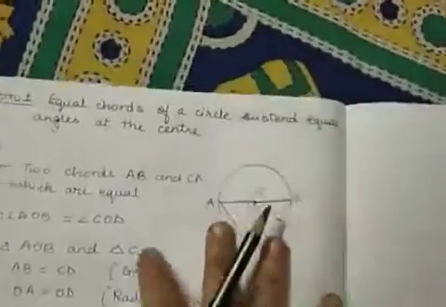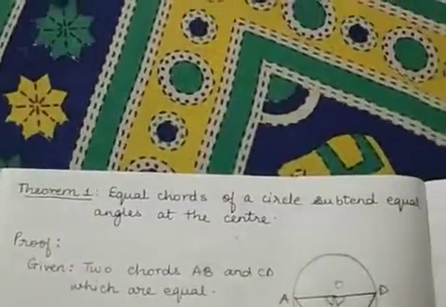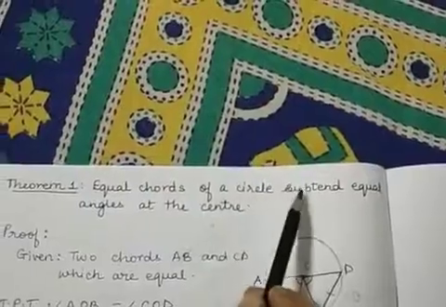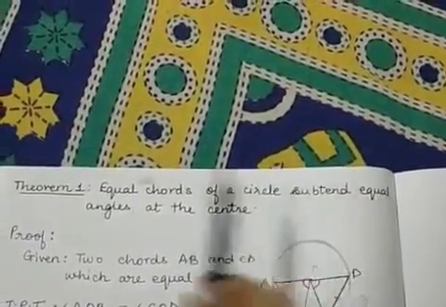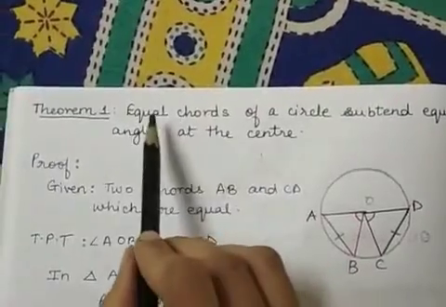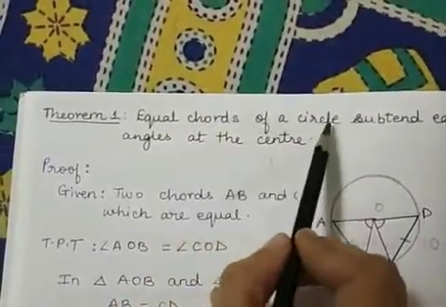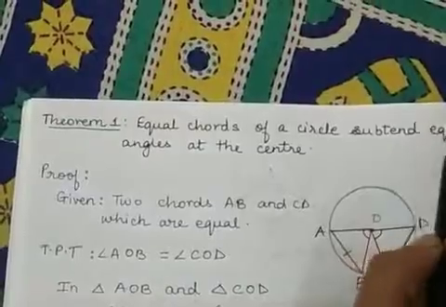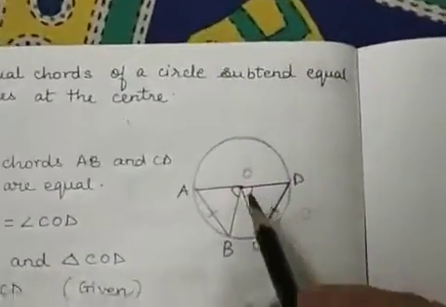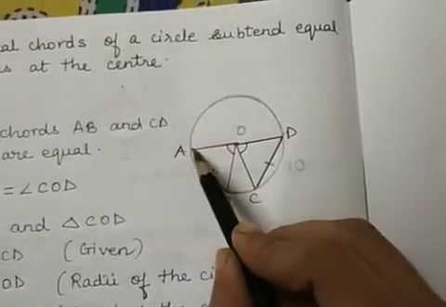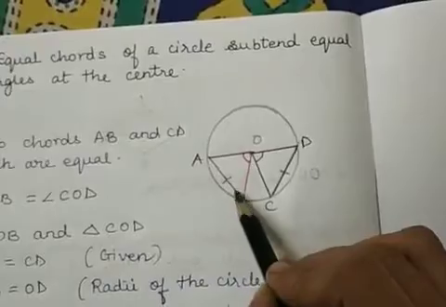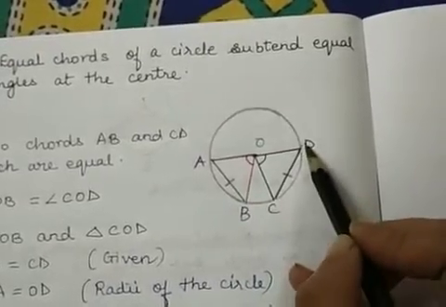be equal. So to prove this, we have a theorem which says equal chords of a circle subtend equal angles at the center. So the theorem says equal chords of a circle, they subtend equal angles at the center. If you look at the figure, you have the chord AB and chord CD. Now this chord AB is equal to chord CD.